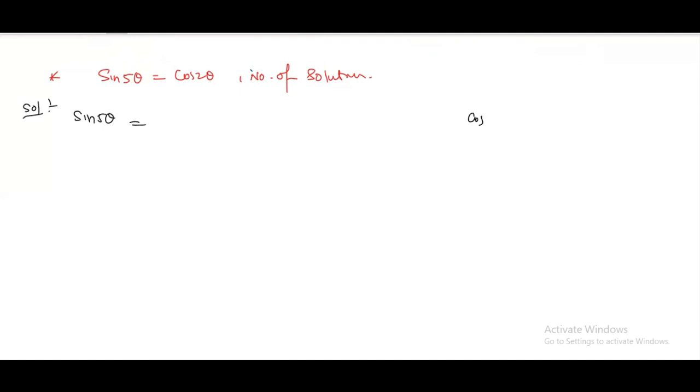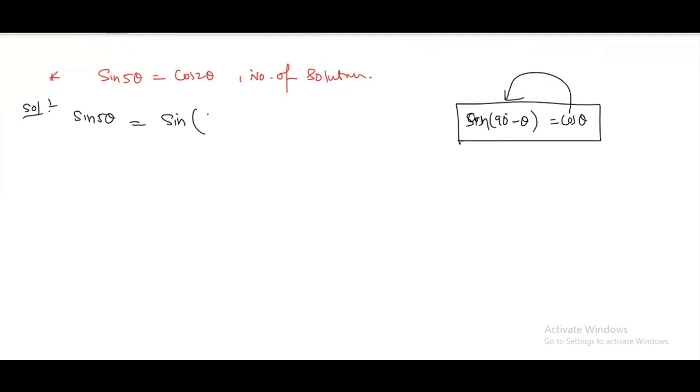We know that sin of 90 minus theta is equal to plus cos theta, correct? So according to this, I'm going to write this one as sin of pi by 2 minus 2 theta. So what do we have here? Otherwise, better let's change this to cos. It will become more easy. So if we change this into cos, it will become cos of pi by 2 minus 5 theta is equal to cos 2 theta.